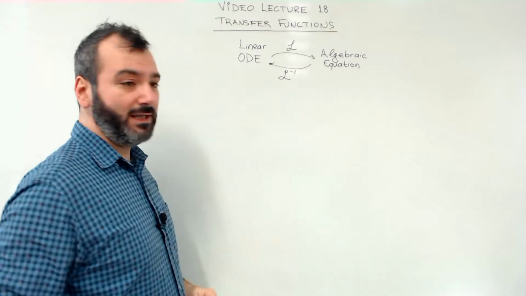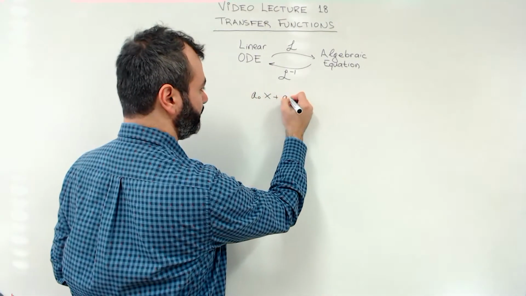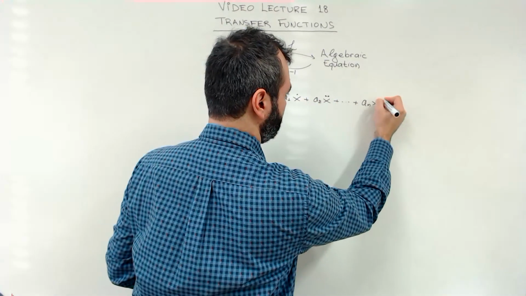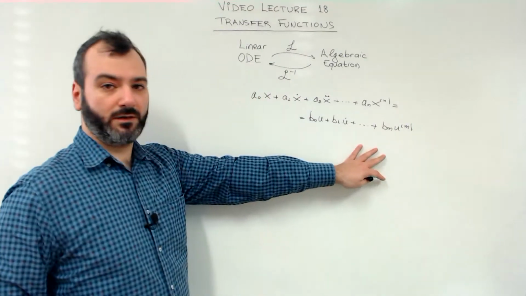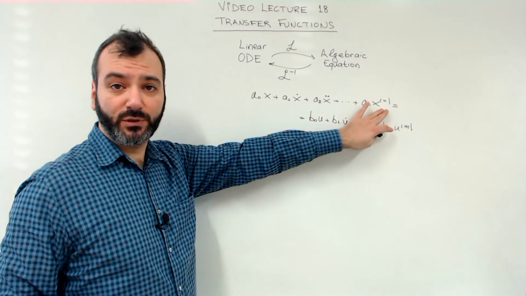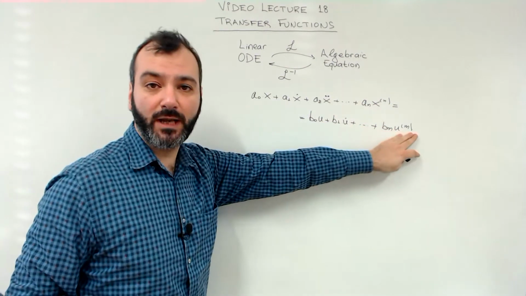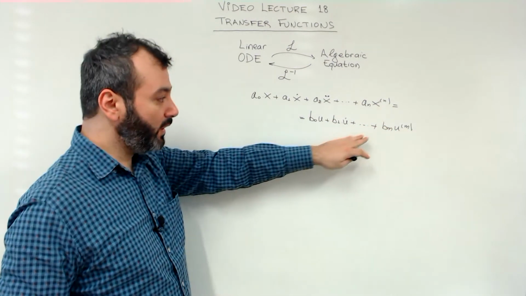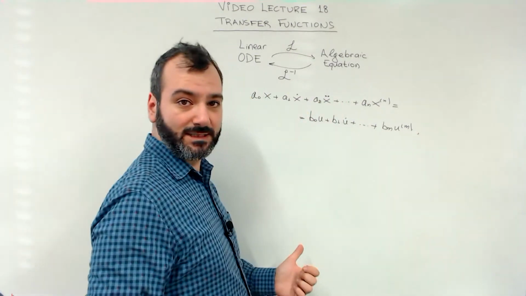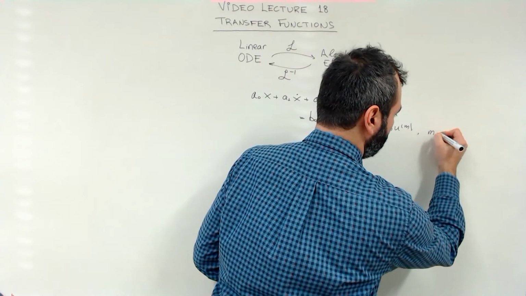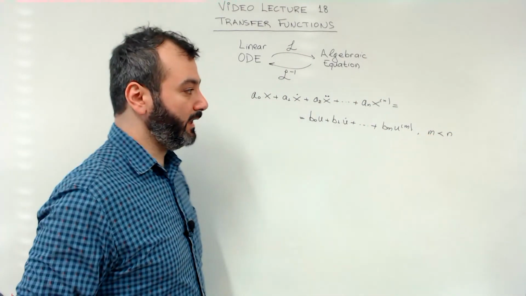Now if we have a linear differential equation, this looks like that. Where we have up to an n-th order derivative on the state variable x and up to an m-th order derivative on the input variable. And typically in actual physical systems this m is smaller than n, and I'll explain why I'm mentioning this.